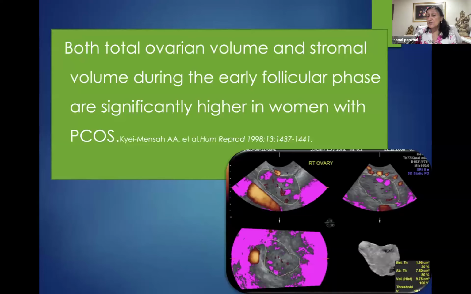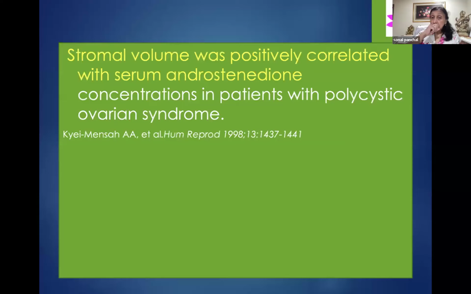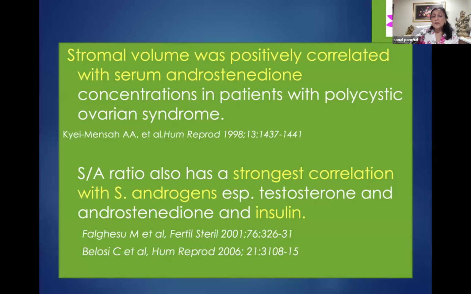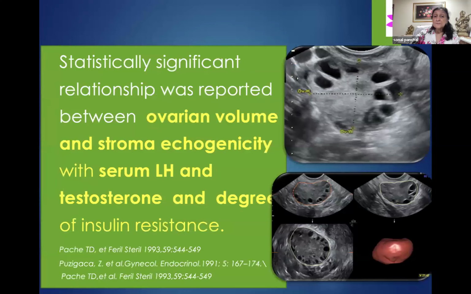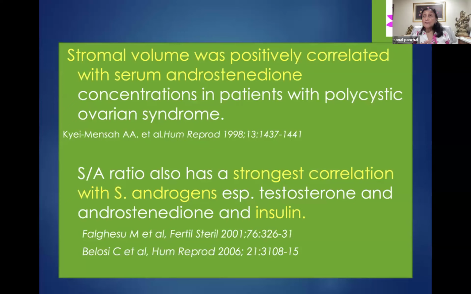I'm not saying polycystic ovarian syndrome. I'm only talking about polycystic ovaries. Of course, both total ovarian volume and stromal volume during the early follicular phase are significantly higher in women with PCOS. Stromal volume was positively correlated to serum androstenedione concentrations in patients with polycystic ovarian syndrome, and the stromal area to ovarian area ratio also has the strongest correlation with serum androgens, especially testosterone and androstenedione, and insulin. This makes us understand that all the major biochemical derangements of polycystic ovarian syndrome correlate with the increased stroma, with insulin and LH being the most reliable ones.